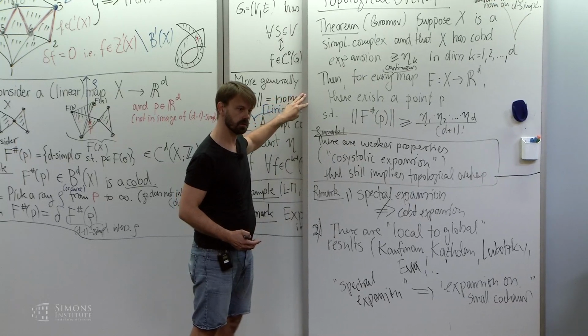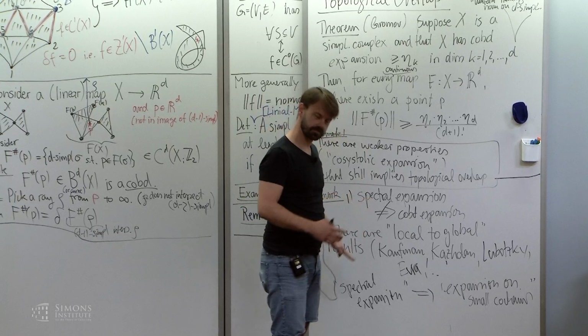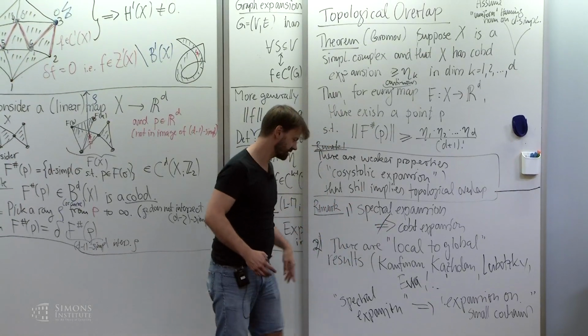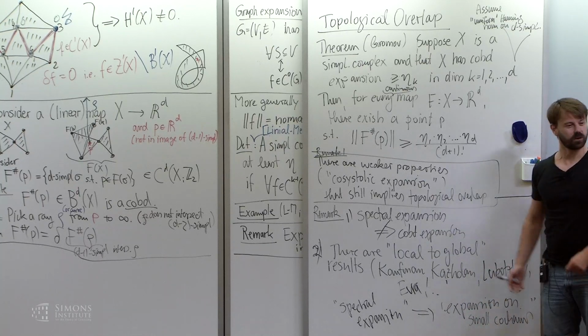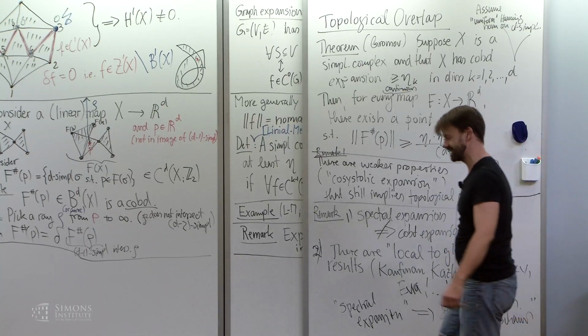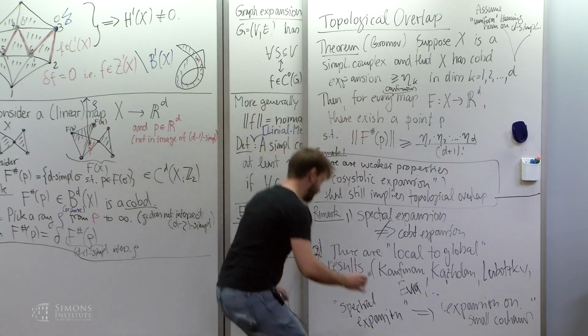Don't you need the links to be co-boundary expanders? It's not just the spectrum. Yes, I was lying. That is true. You need the links to be co-boundary expanders. I was hoping to sweep this under the carpet. I wanted to tell a story, but you're completely right.